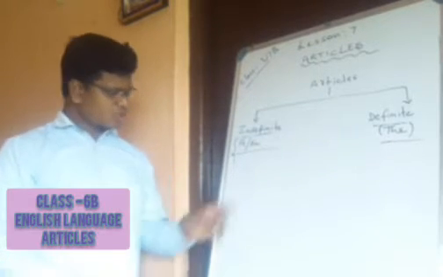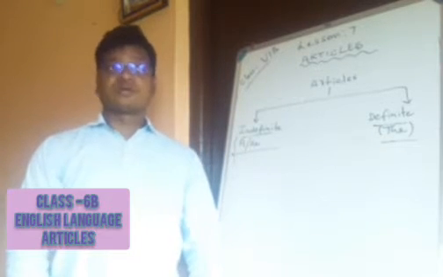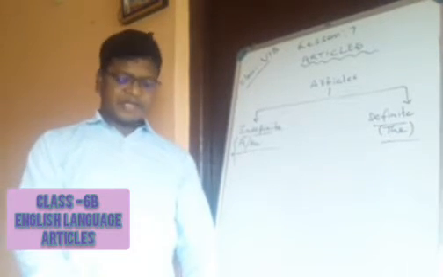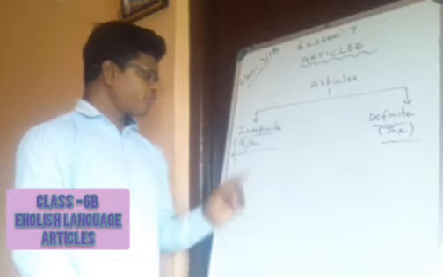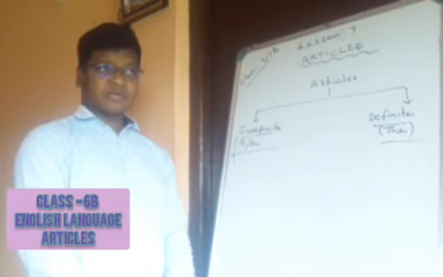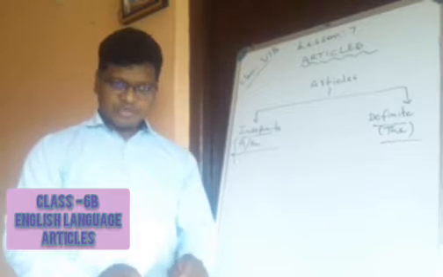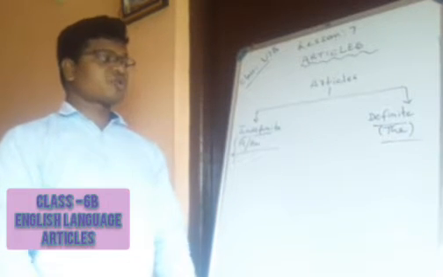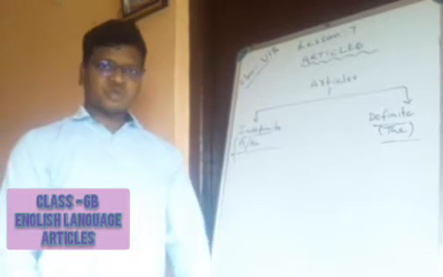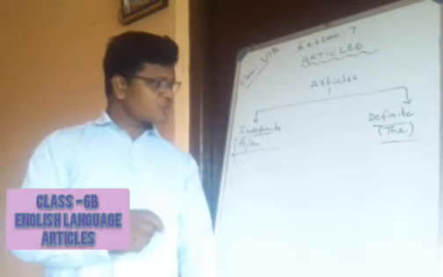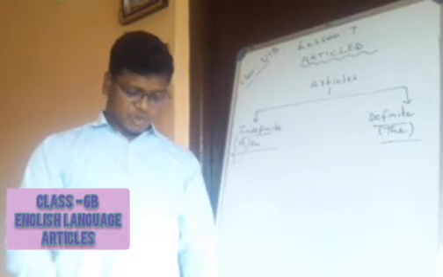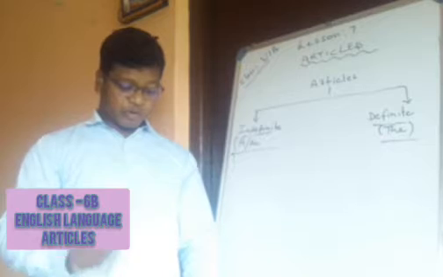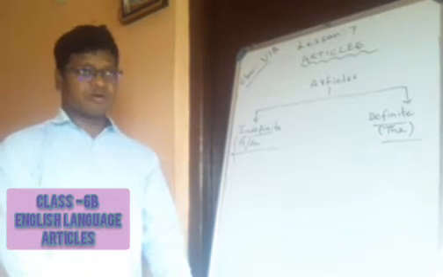Why do we call it indefinite? It is because they do not point out any particular person or thing. Because when we use a or an, we do not really talk about any particular thing or person. Whereas when we are talking about the definite article, the is used because it points out some particular person or thing.